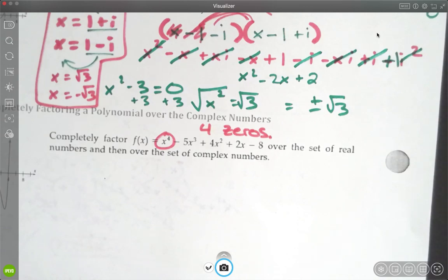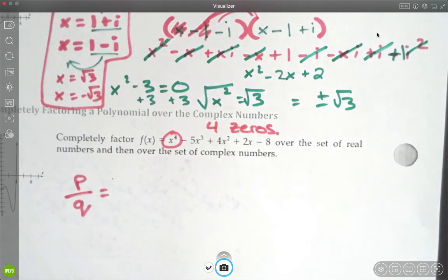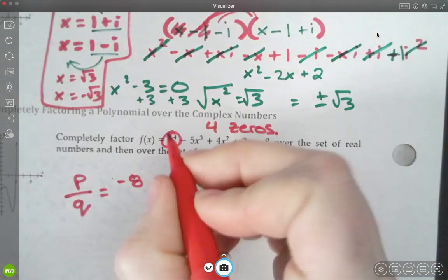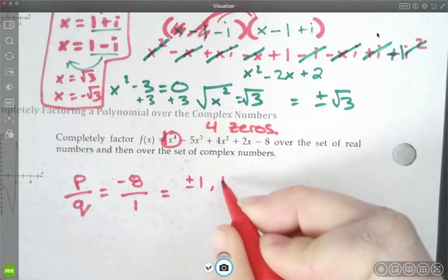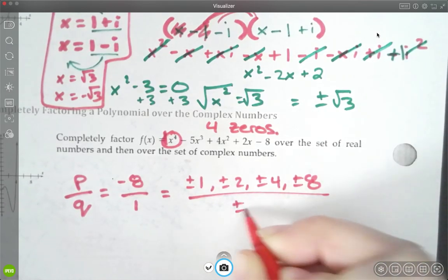So what do we have to do first? P and Q. I'm going to show you a really fancy trick with your calculator though. It kind of plugs everything in for you. So what's P? Negative 8. What's Q? 1. Okay, 1 is here. So, factors of 8. Plus minus 1. Plus minus 2. Plus minus 4. Plus minus 8. All over plus minus 1.